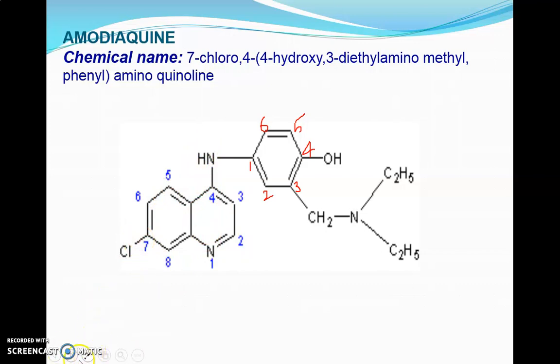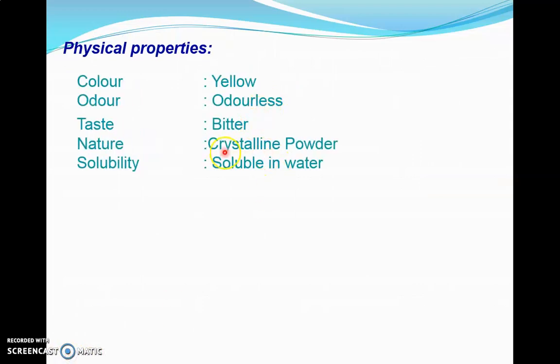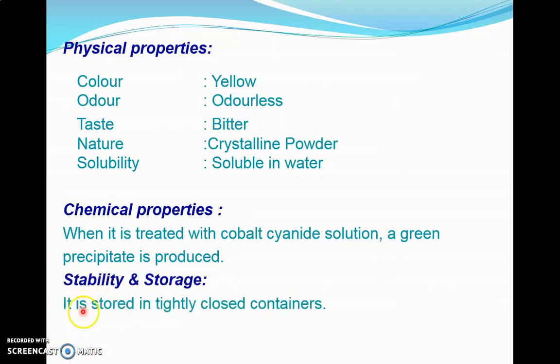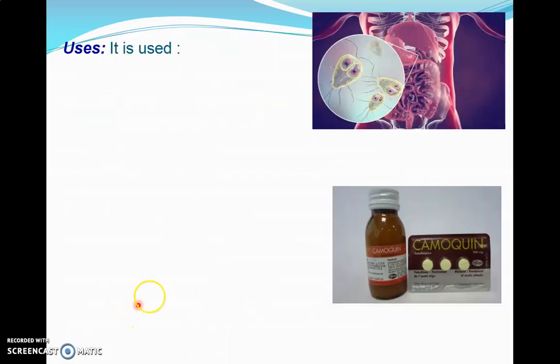Now, proceeding to the other properties of amodiaquine, it is a yellow, odorless, bitter crystalline powder, soluble in water. Next are the chemical properties: when amodiaquine is treated with cobalt cyanide solution, a green precipitate is produced. So this was all about the chemical property. As far as stability is concerned, it should be stored in a tightly closed, light-resistant container.